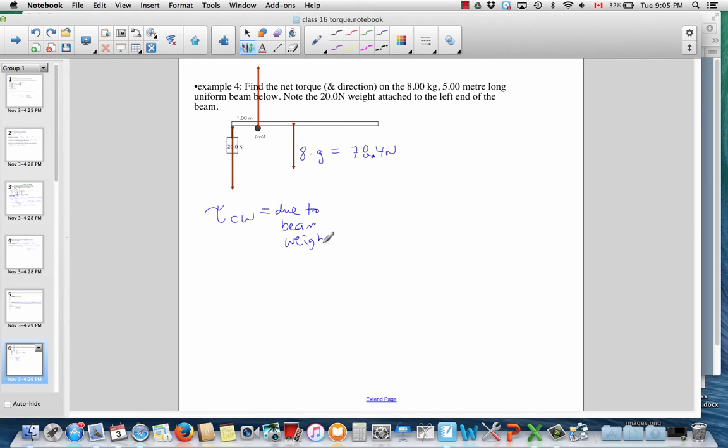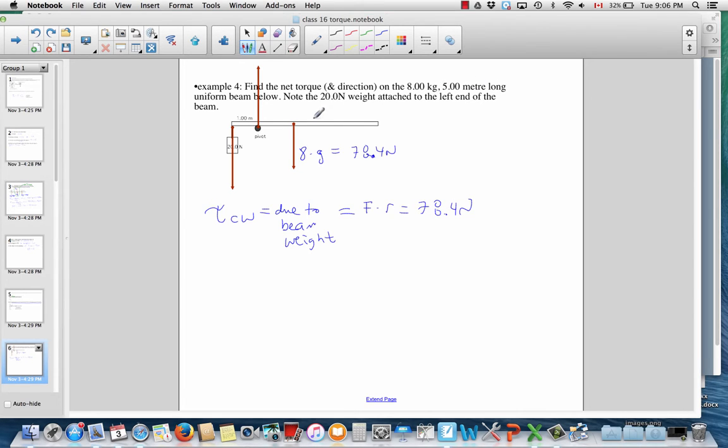And again, if you have trouble seeing that, just put your pencil on top of the object, hold it here with your finger, and then push down at this point, and you'll see that your pen tends to rotate in a clockwise direction. Now, torque is a force times a distance, so we have to multiply this 78.4 newtons of weight by the distance to the pivot.